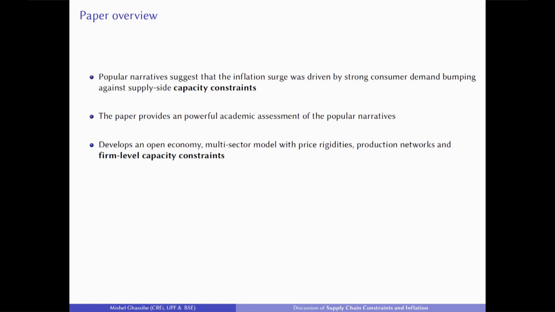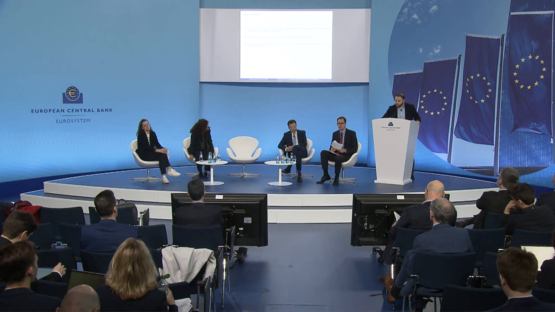So to think about both domestic supply constraints and foreign supply constraints, you need a model with an open economy, so with domestic and foreign firms. You need a lot of sectors to think about sectoral heterogeneity. Of course, you need price rigidities to think about inflation and the role of central bank policy. Of course, you need production networks to think about shocks that originate in specific sectors propagating to the rest of the economy. And of course, to really assess the popular narrative about the role of supply constraints, you actually need to model these supply constraints at the firm level rigorously, which is exactly what this model does.